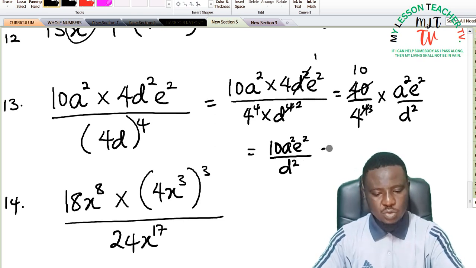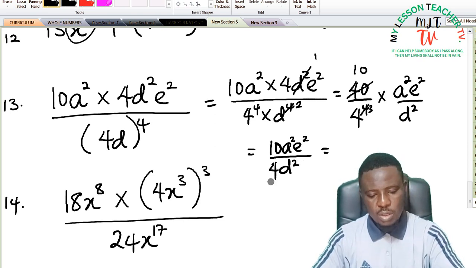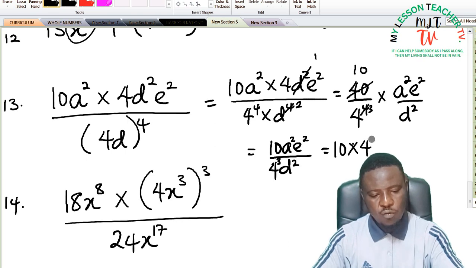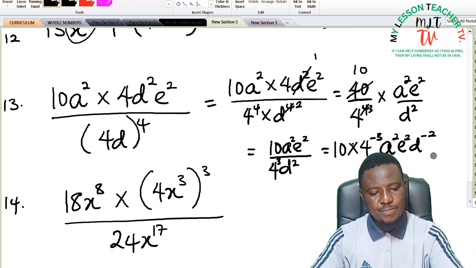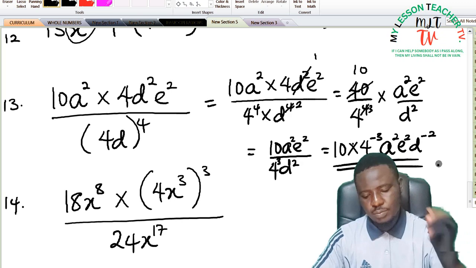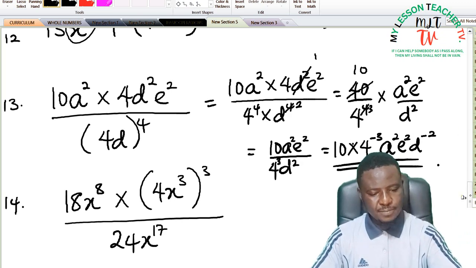Or if you want this d to be at the numerator, you can have it as 10 times 4 raised to the power of minus 3 a squared e squared d raised to the power of minus 2, and this can still hold. Question number 14.